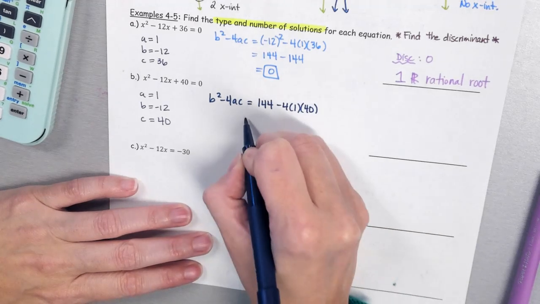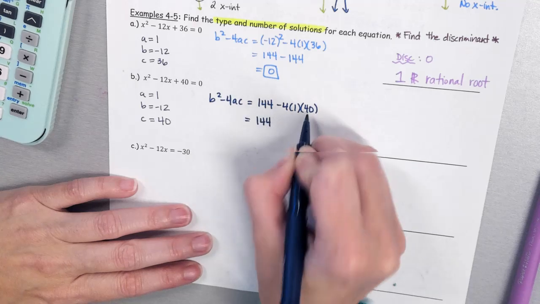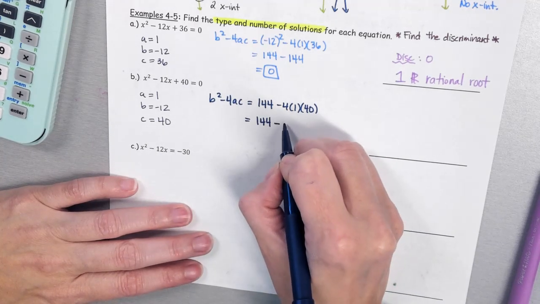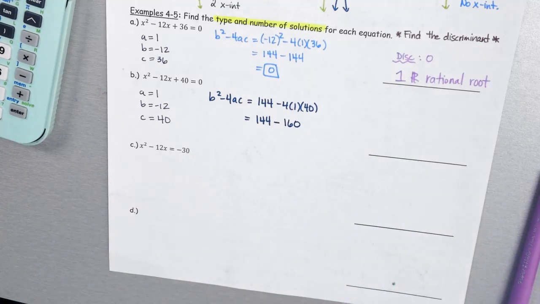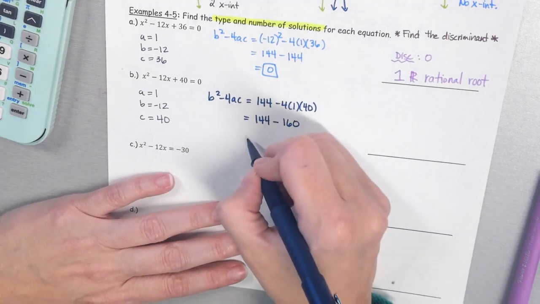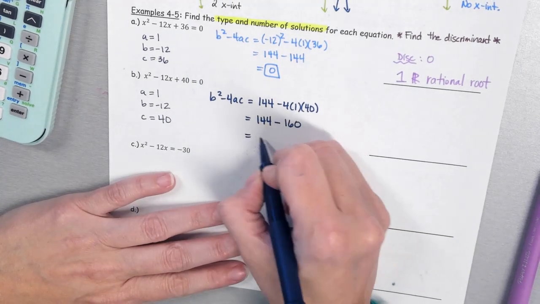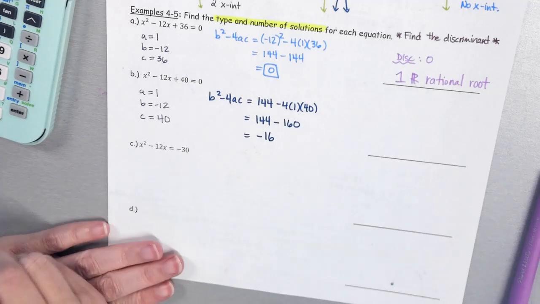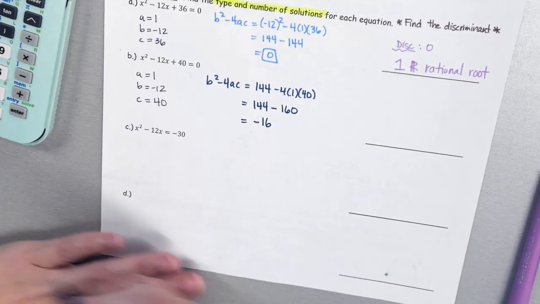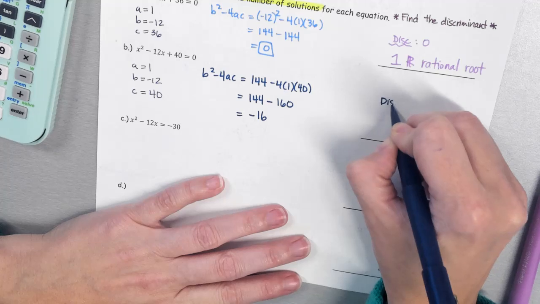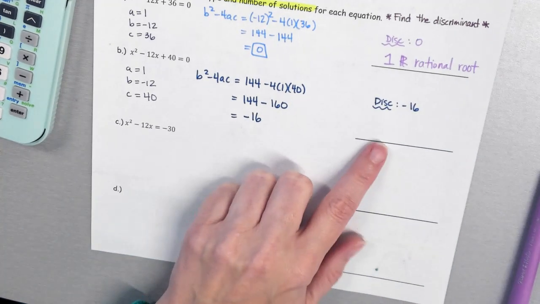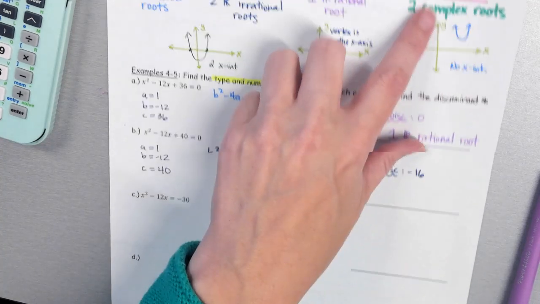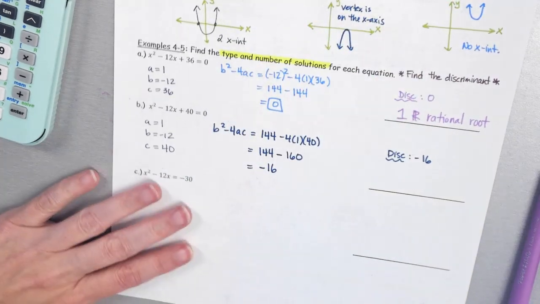We should do this one without a calculator because 4 times 40 is what? 160. Okay, and then we can just do 160 minus 144, right? Or we can add up. So it'd be negative 16 because the 160 is bigger, so that's your discriminant. Now, anytime it's negative, you're always going to have the two complex roots.